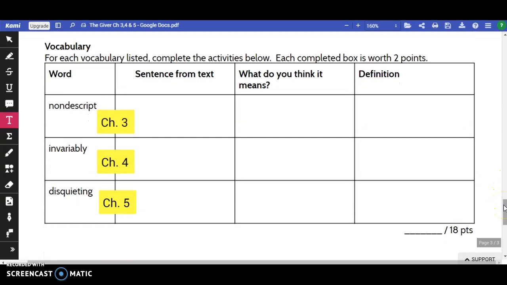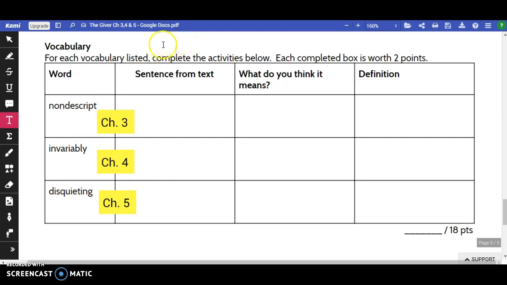The last part of this assignment is the vocabulary. For each vocabulary word listed, complete the activities below. Each completed box is worth 2 points. So there are 3 words. The first word is nondescript, which is found in chapter 3. The second word is invariably, which is found in chapter 4. And the third word is disquieting, which is found in chapter 5.